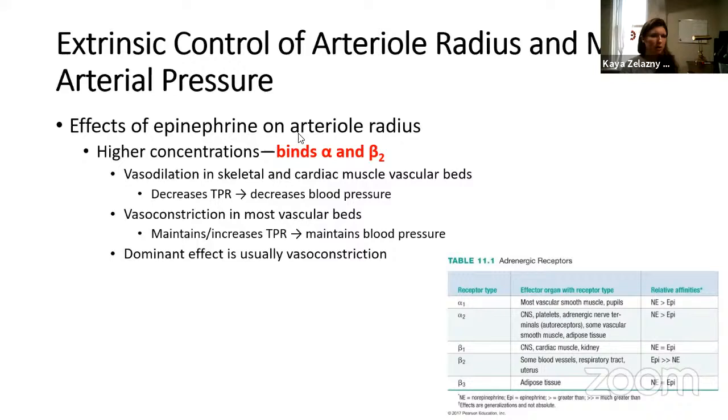But when we're at higher concentrations, we're also binding those alpha receptors. Alpha receptors are doing vasoconstriction. So this is what's happening in most vascular beds. So the other arterioles, not in the skeletal muscle and the heart. And as we have vasoconstriction, we're going to maintain or even increase the total peripheral resistance, right? Those blood vessels are shrinking, so their resistance is going up. So it's going to counteract the vasodilation that's going on in the heart and in the skeletal muscle. So this is going to have the effect of maintaining blood pressure because basically, right, we have our equation, our mean arterial pressure, our cardiac output, and now we're thinking about changes to total peripheral resistance.